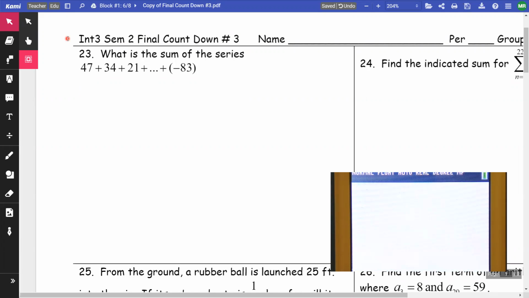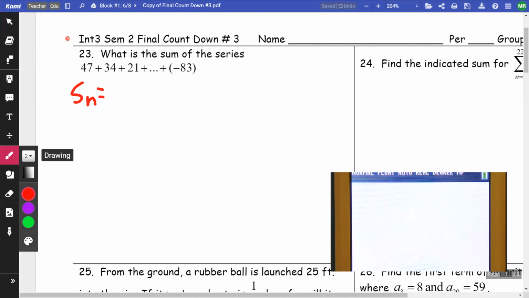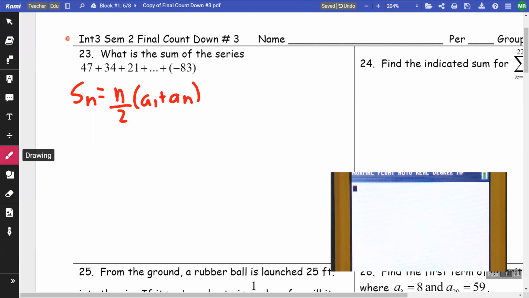So for an arithmetic series, the sum is S sub n equals n over 2 times A1 plus A sub n. We know our A1, we know our A sub n, but we just don't know what n is, because we don't know what term this negative 83 is.